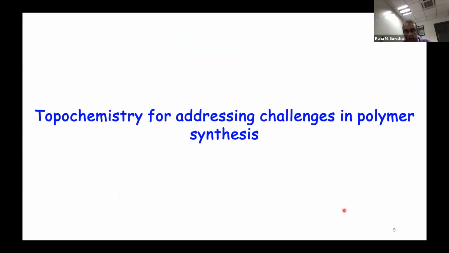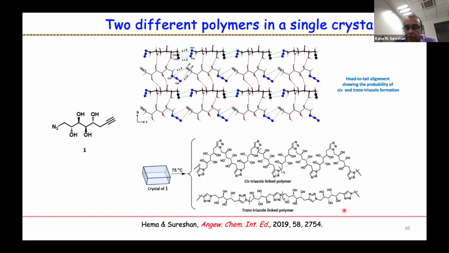Now, coming to the main point of today's talk, topochemistry, how we can address some of the challenges in the solution state polymer synthesis. This I have briefly talked about in the introduction slide. Here we have, of course, an accidental result, not planned actually. This monomer had two molecules in the asymmetric unit. In other words, it has two different conformers in the crystal lattice.